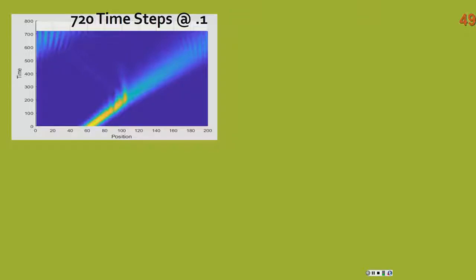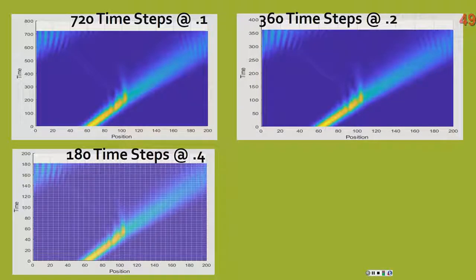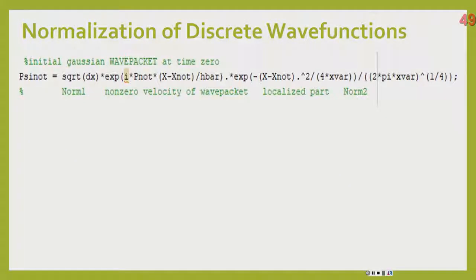720 time steps, each time step being 0.1, and then cut that in half, and half again. The dynamics actually stay the same. As you can see, it just gets lower resolution. And so the code has no problem dealing with lower amounts of time steps.